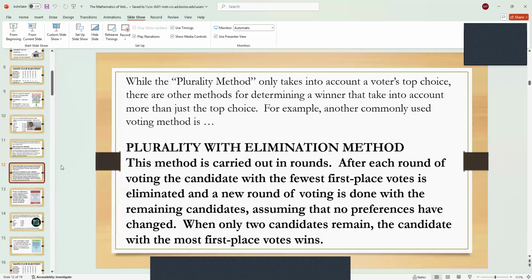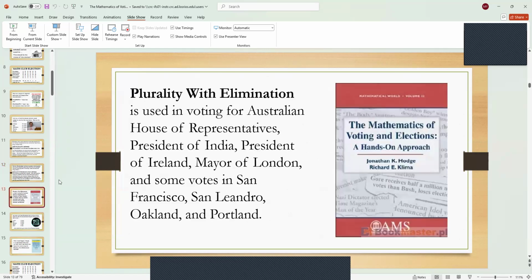Now, when we say we have a new round of voting, we don't actually have to have them vote again because we already know their preferences. We can eliminate somebody and we know who would step up and be the person's next choice. So we don't actually have to make people vote again. We have their choices in front of us. So the plurality with elimination method is something used in parts of Australia, India, Ireland, London, Bay Area. Plurality with elimination is used all over the world.